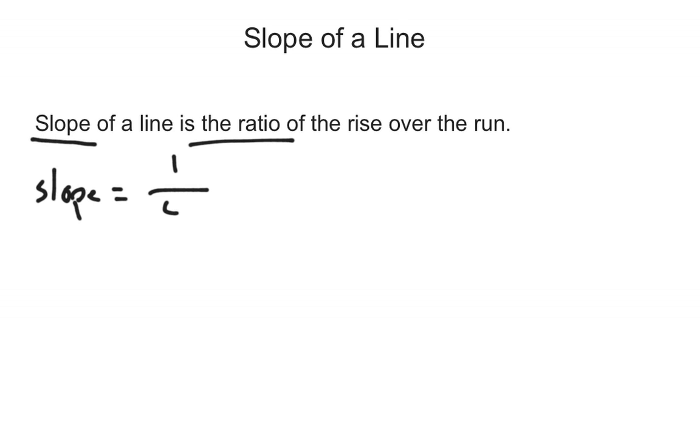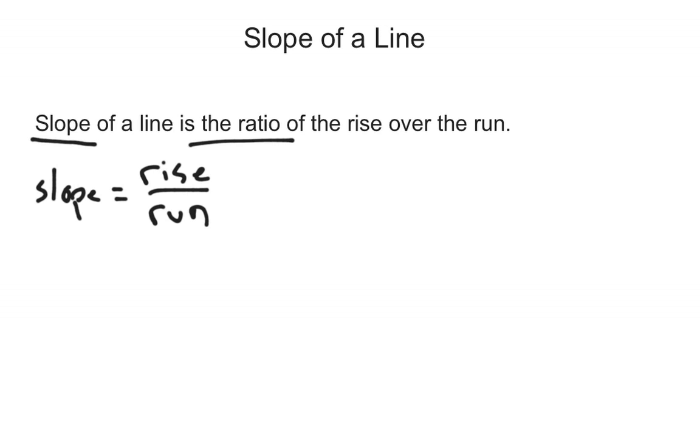So slope is going to be something like 1/4, or it's going to be something like 2/3. Alright, we're going to be writing down our ratio is all. Now it says it's the ratio of the rise over the run. The rise over the run.